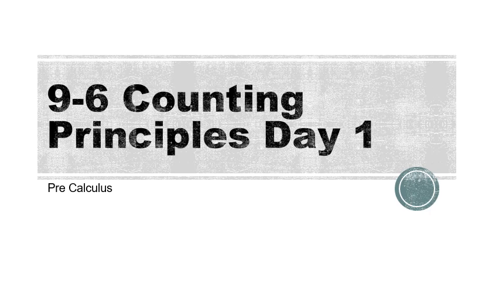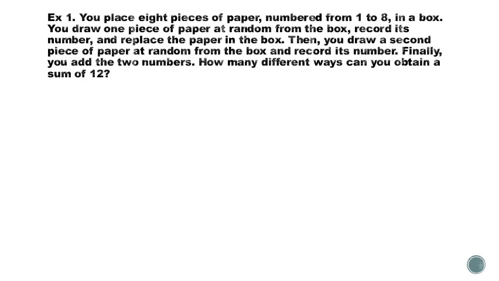Alright, this is 9.6 Counting Principles Day 1. And this first example is you place 8 pieces of paper numbered 1 through 8 in a box. You draw one piece of paper at random from the box, record its number, then you replace it in the box. Then you draw a second piece of paper at random from the box and record its number. Finally, you add the two numbers. How many different ways can you obtain a sum of 12?